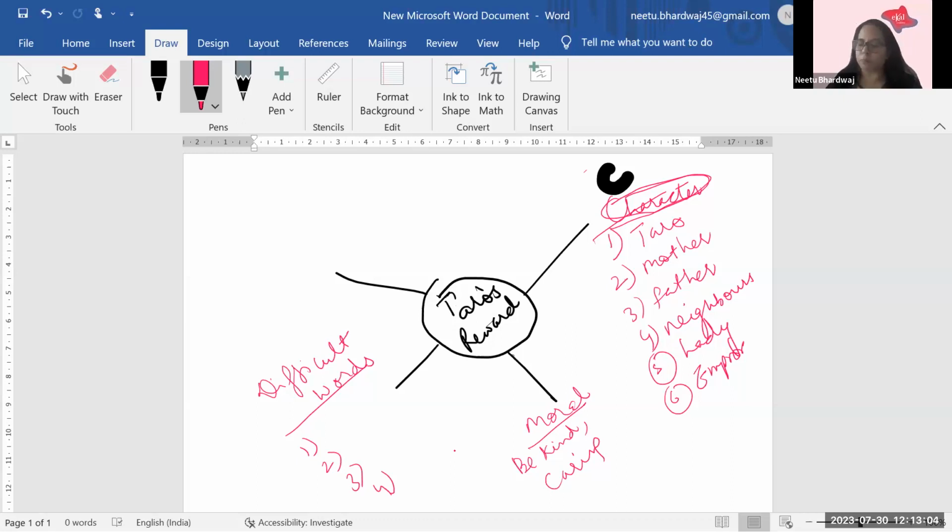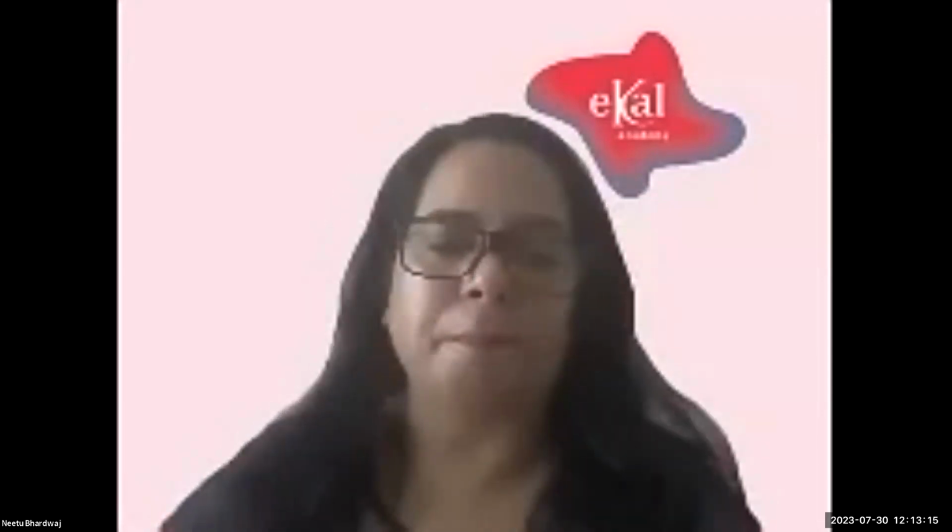And this mind map also helps you in other subjects. It is going to help you in science. It's also going to help you in SST. So you can make these kinds of mind maps, and you can revise your chapters. Is it easy? Will you be able to do that? Yes, ma'am.